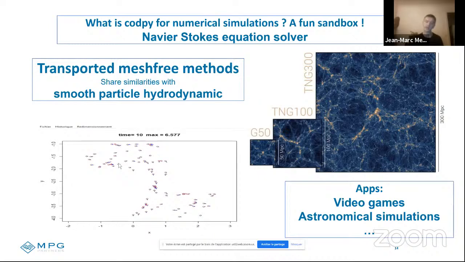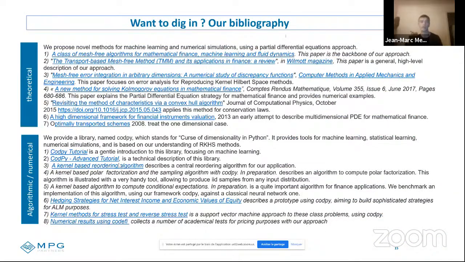And finally, to end this talk, I just provide our bibliography if you want to dig in and know a little bit more. Just some words about the algorithmic part. Most of the results that are available here are Jupyter notebooks. It means that you can reproduce them at home and you can start from any of our work to develop your own apps. So I think I'm finished now.